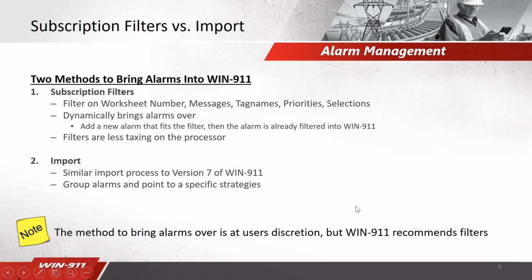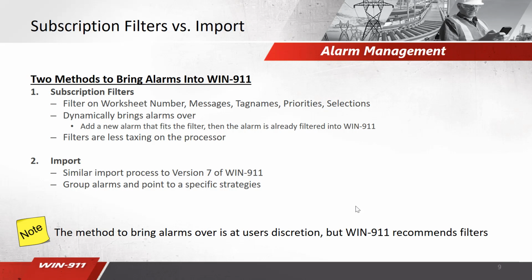Comparing the two methods, your subscription filters or your alarm import. Filters are a dynamic means of bringing your alarms over into Win911. What does that mean? Say, for example, you have 5 drives, drive 1, 2, 3, 4, and 5, and they all have a fault. So if you filter on the tag name that has drive using some asterisks and some wildcards, and you add a 6th drive, then this 6th drive would automatically be brought into this subscription filter. So you can dynamically add new alarms and filter them into existing subscriptions.